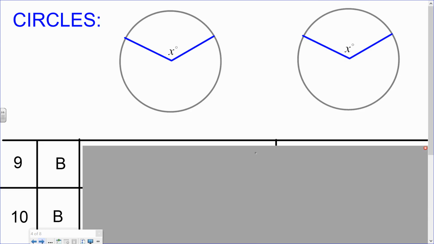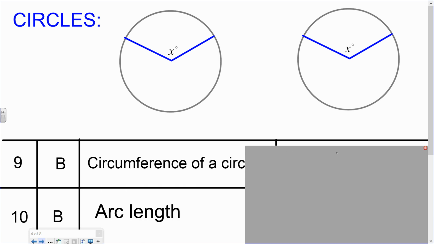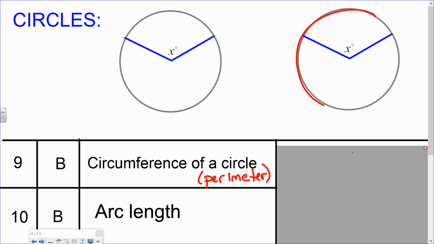So I've got a couple of them drawn up there, and I've drawn some lines on there and labeled an X in there. And first thing I want to talk about is the circumference. Circumference is like perimeter, and that would be if I go all the way around the circle, how far have I walked? Does anybody remember the formula for circumference?